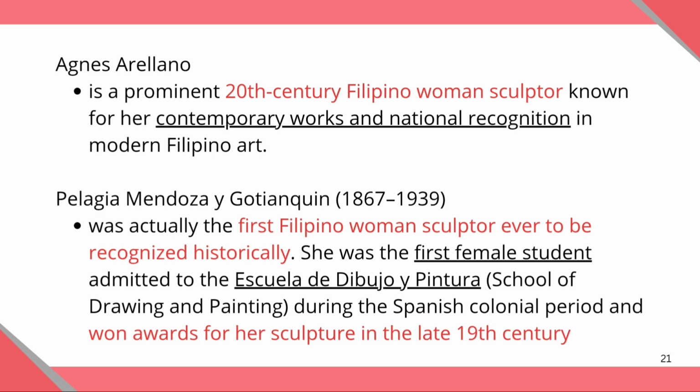However, in the broader history of Philippine art, Pelagia Mendoza y Goseco, 1867 to 1939, was actually the first Filipino woman sculptor ever to be recognized historically. She was the first female student admitted to the Escuela de Dibujo y Pintura, or School of Drawing and Painting, during the Spanish colonial period and won awards for her sculpture in the late 19th century, making her a true pioneer for women in Filipino sculpture.